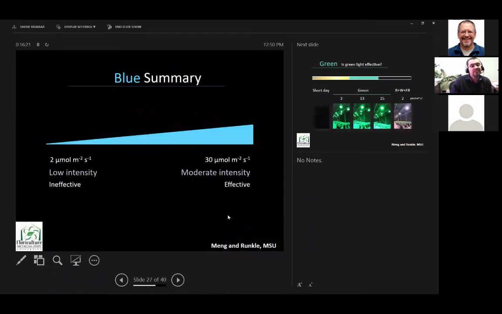So what does this tell us? Well, unfortunately, 2 micromoles of light, which is obviously low intensity, is ineffective for most long day plants. However, a moderate intensity of blue light of around 30 micromoles is effective.